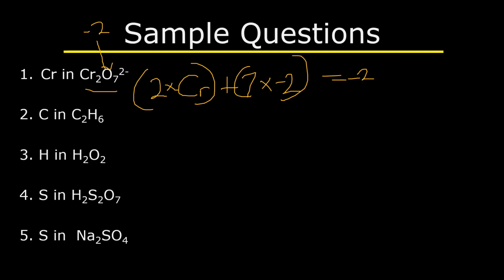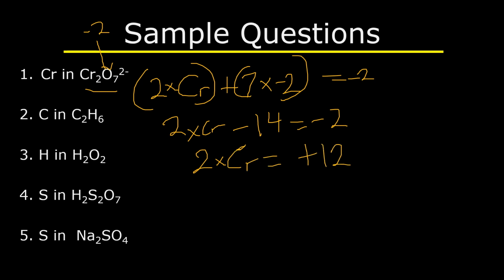So if we do our calculation, we have 2 times Cr minus 14 equals -2, which is the same thing as 2 times Cr equals +12. So Cr is going to equal +6, and the answer here is +6. We're leveraging the fact that it's a polyatomic ion, so the overall charge is -2, and that oxygen is known to have an oxidation state of -2 as well. So it's going to be +6.